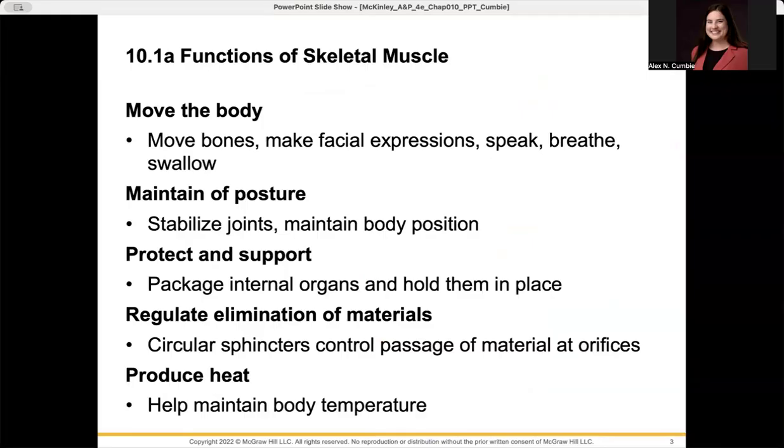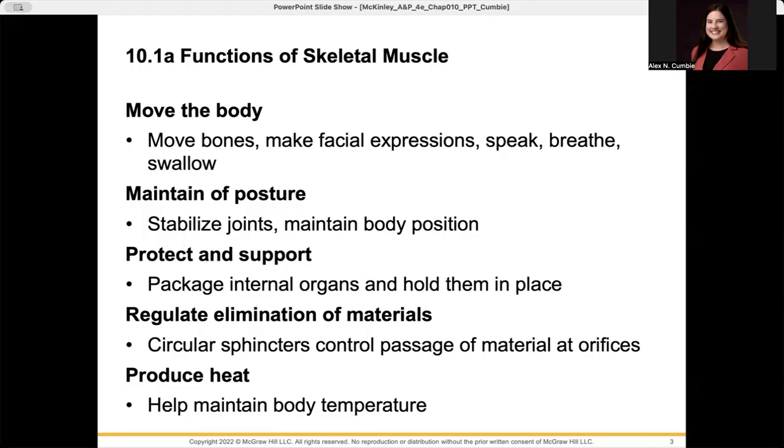So a few functions of skeletal muscle, and we're going to focus on skeletal muscle for the majority of this chapter until we get to a few short things about cardiac muscle and smooth muscle at the end. For skeletal muscle, obviously, since these are the muscles attached to the skeleton, they help us to move the body. So when we are trying to move those muscles, we move bones, we make facial expressions, it allows us to speak, to breathe, to swallow.